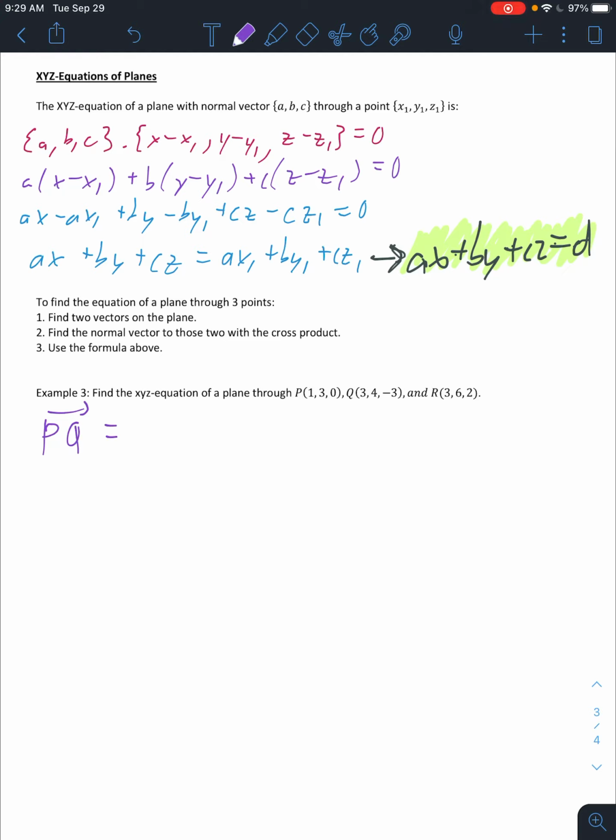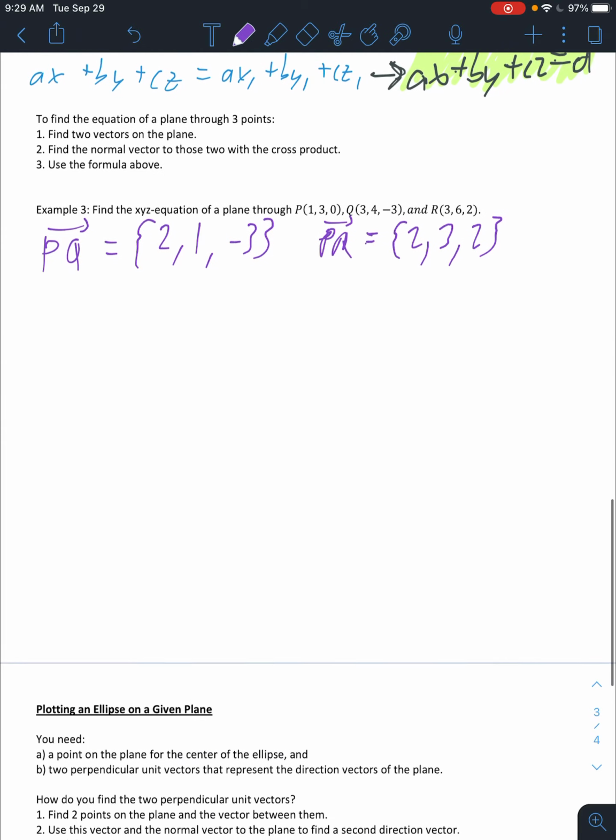So vector PQ is 2, 1, negative 3. And do vector PR. So vector PR is going to be 2, 3, 2. All right, so I got my 2 vectors in the plane. Now I'm going to find the normal vector to those vectors. Basically, it's saying use the cross product, because the cross product would be normal to both of those vectors. Okay, so set up my cross product here.